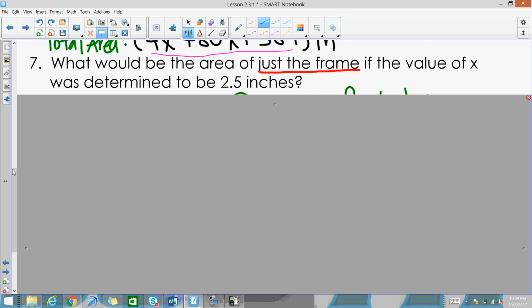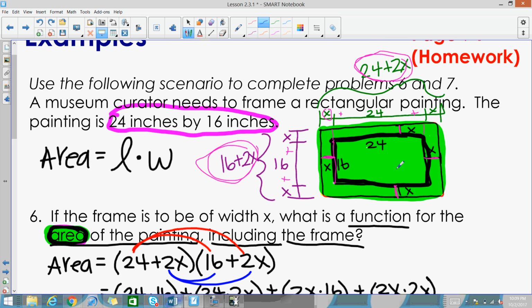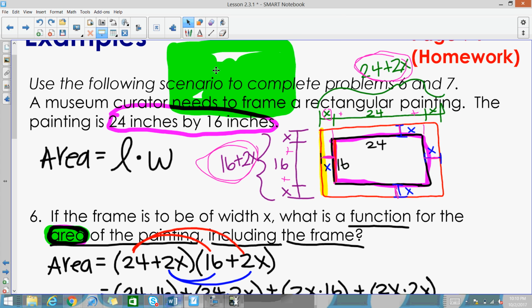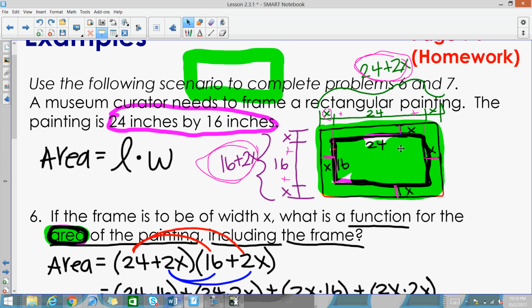So if we want to know just the frame, this is what you're going to have to do. So think about it, all right? If we want the area of just the frame, let me take this green out. If you have all this and you want just the frame, that means we need to remove, I'm kind of spoiling it, you need to remove all of the middle part here.